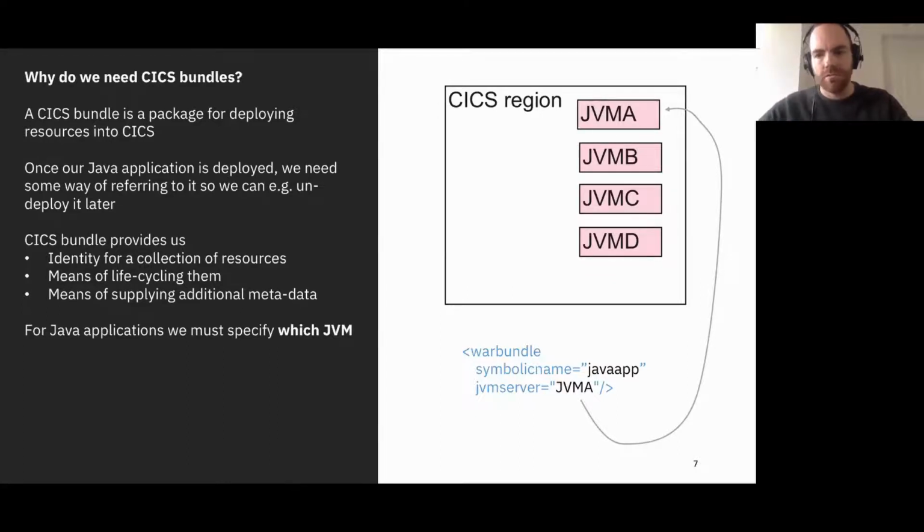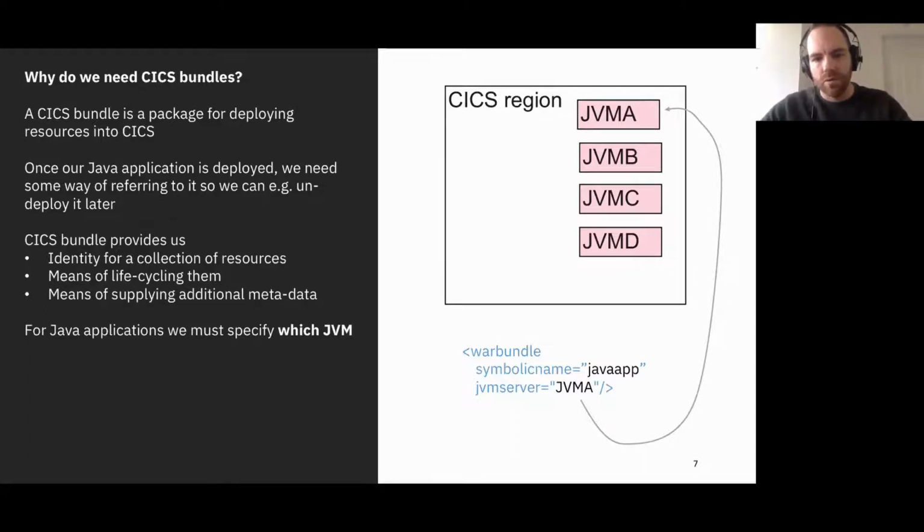You can put Java applications in there and file definitions, transaction definitions, policies, event bindings. You can put a collection of different resources inside a CICS bundle, and then you can enable them all together, disable them all together, and discard them all together. So you can manage that collection of resources as one entity within CICS.